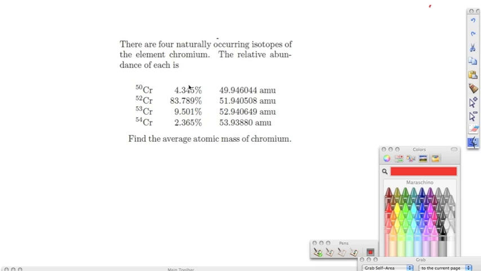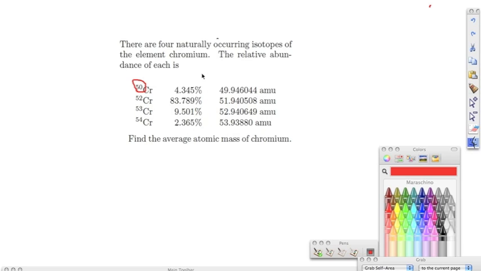Now, one thing I will tell you guys, when you have it like this, if it gives you the AMUs, you're going to be multiplying these two. If it doesn't give you your AMUs, just use the mass over here. Okay, use that mass right there. It's basically the same number, but we know that AMUs are more precise. So if it gives you the AMUs specifically, use those.